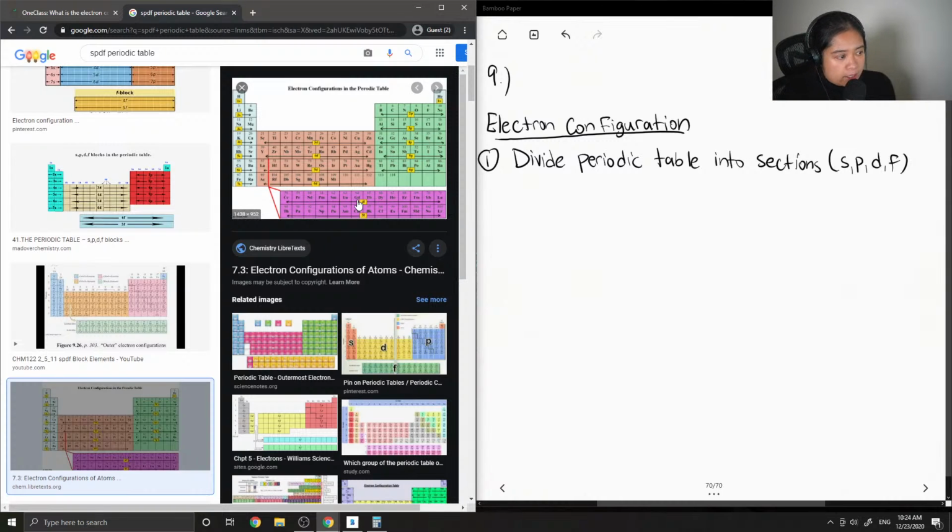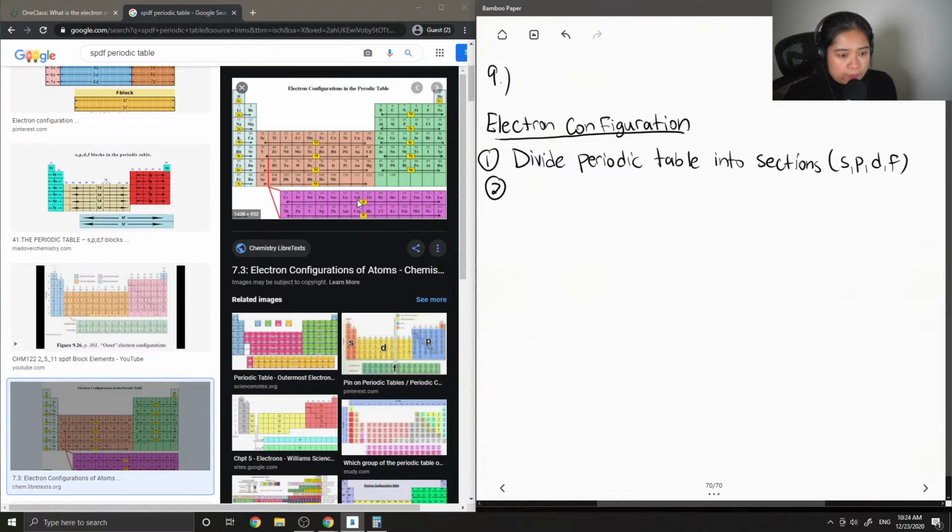So for the S block, it is the first 2 columns, sorry, plus helium. So it is shown in light blue, and this is the S block. For the P block, it is this green kind of rectangle, and then the D block is this orange, so it is all the transition metals. And then lastly, the F block are the last 2 rows, which are the lanthanides and the actinides.